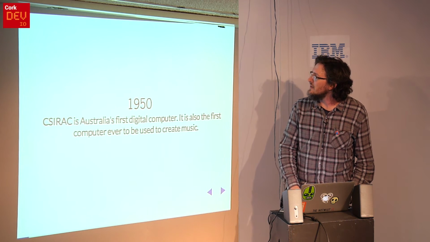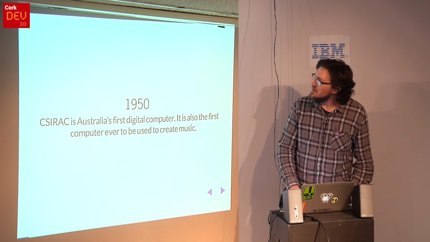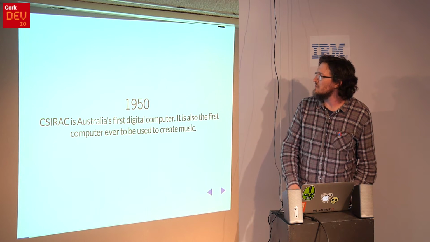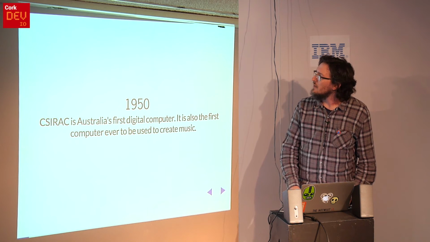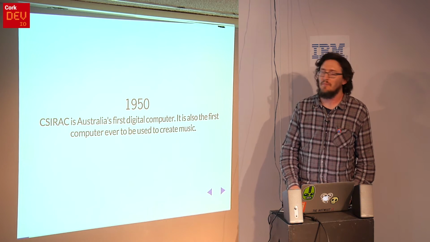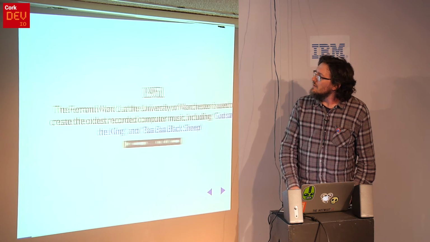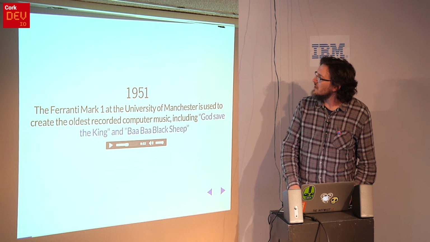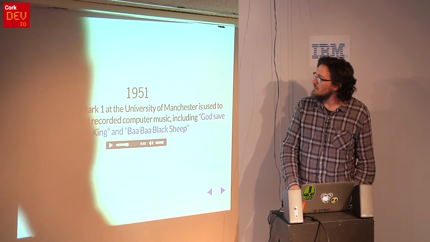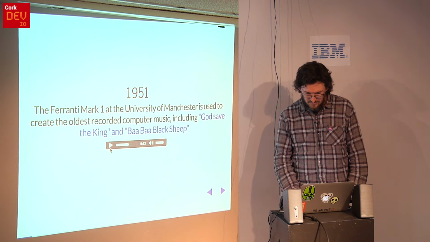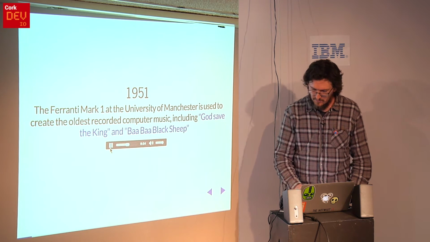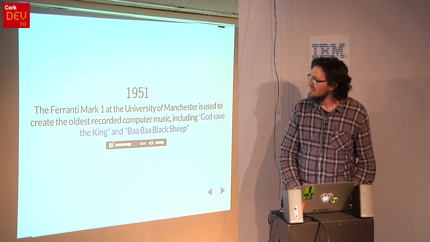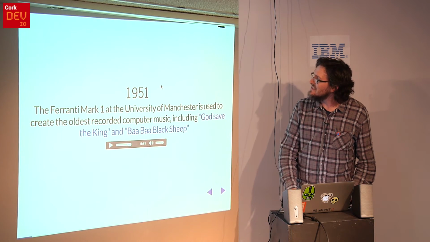We'll start at 1950, and you'll see the world's worst acronym there, CSIRAC. It is Australia's first digital computer, and it is also the first computer ever to be used to create music. Apparently there is no record of this, but apparently it's also true. 1951, the Ferranti Mark I at the University of Manchester is used to create the oldest recorded computer music, including God Save the King and Baa Baa Black Sheep. So that is the first recorded music, just for reference, and it gives you an idea of the state of tech back then.